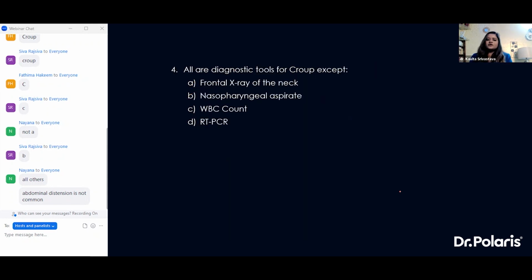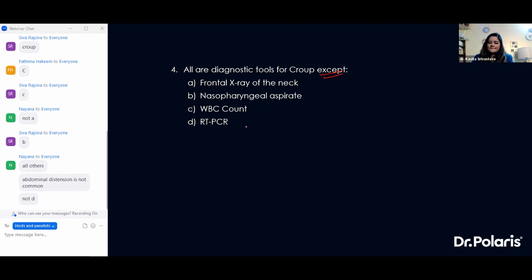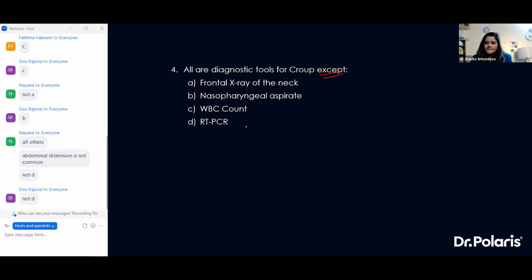Okay, next question. All are diagnostic tools for croup except. So what is not useful for diagnosis? All except. Very tricky question indeed. So all are diagnostic tools except. Okay, any more responses? Shiva has answered. Nayana has answered. Any more responses? Okay, so now for diagnosis of croup, basically, it's very, very important that initially we suspect it is the onset of croup.